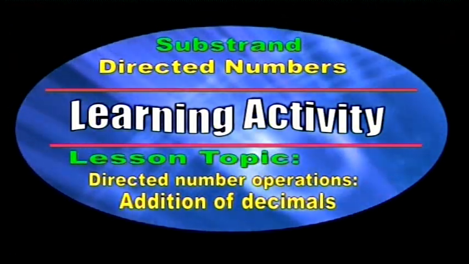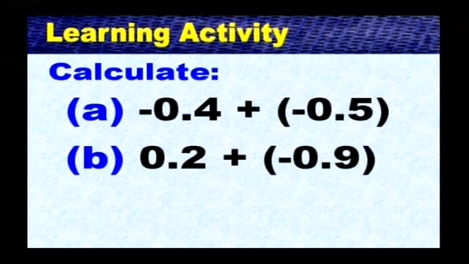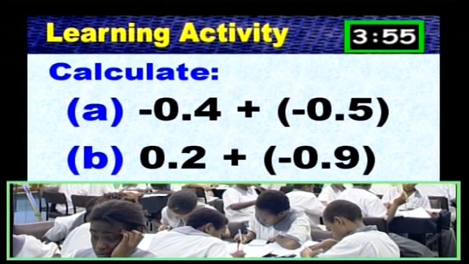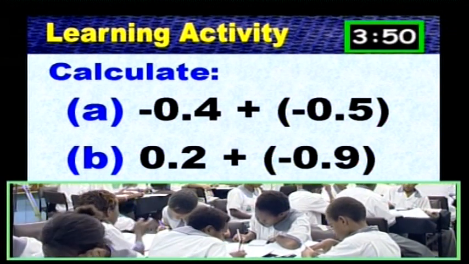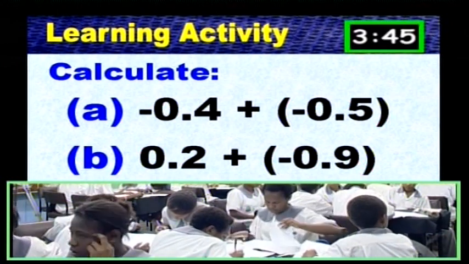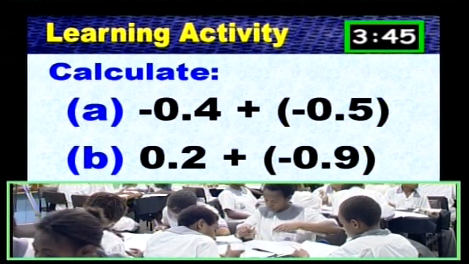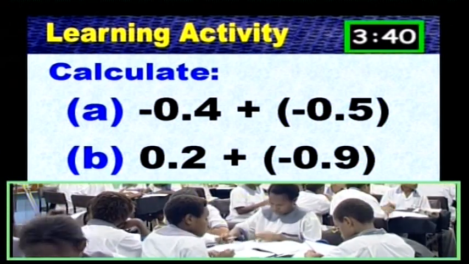Now receiving students and 7s, let us move on to our learning activities. In pairs or in threes, I would like you to do these two learning activities, A and B. The first learning activity A, you are adding negative 0.4 plus negative 0.4.